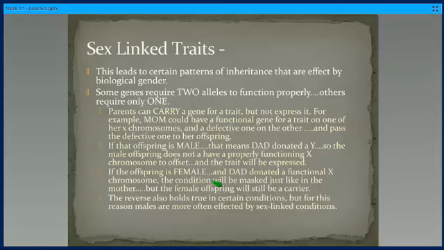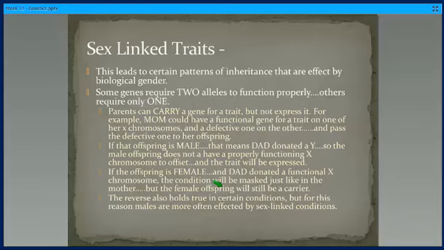Now, the reverse also holds true. There are some conditions that affect females. You could get, let's say both parents have some defective gene on their X chromosomes. Then she would be getting a double dose of a bad gene, whereas if it was just one, she could probably get along just fine. It's kind of the reverse situation. But just understand that some of these genes depend on having one functional chromosome.